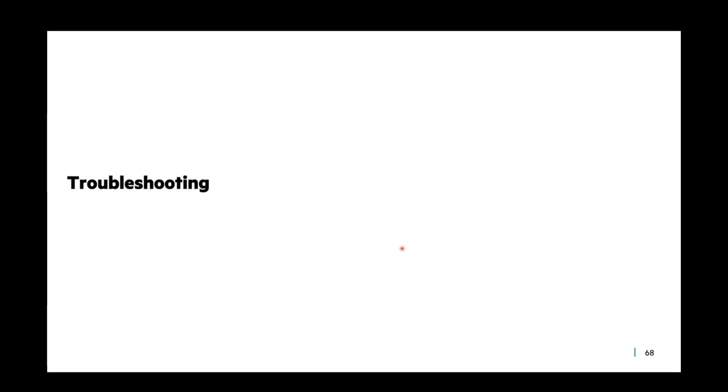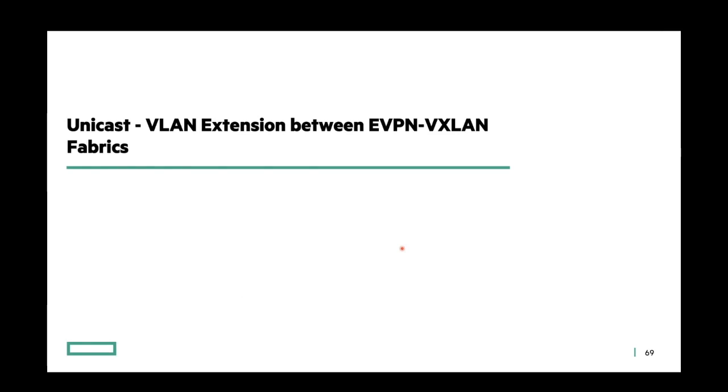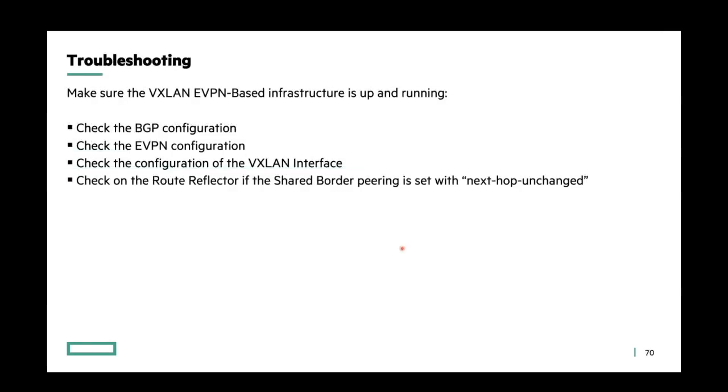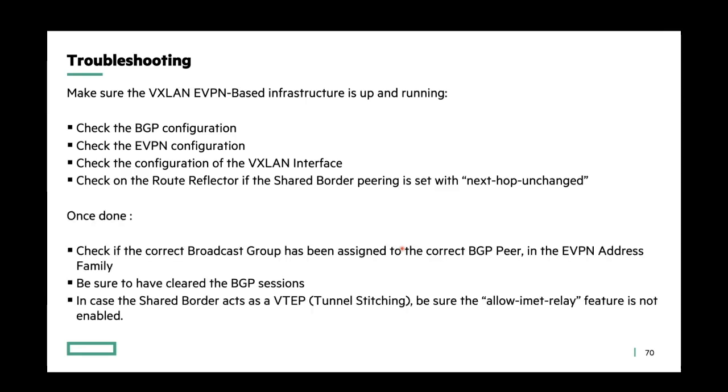Troubleshooting. Let's start with the VLAN extension. The first thing to do is obviously to make sure that the VXLAN EVPN fabric is up and running. So check the BGP configuration as well as the EVPN and VXLAN interface configuration. Check also on the route reflectors of each fabric that the peering with the shared border has the option next-hop-unchanged configured. Once this is done, check that the broadcast groups are enabled and what their configuration is.